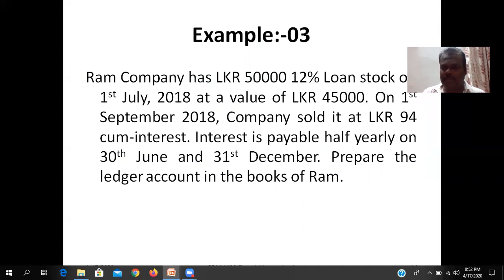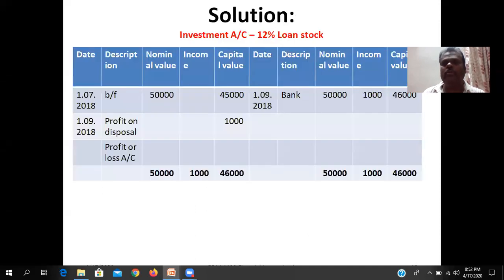Then how many months are there between the sale of the investment? You know that it is July, August, 2 months. So if we compute the interest for 2 months on 50,000 nominal value, that is 1,000. So that 1,000 is credited to the income column, and that 1,000 is reduced from the total calculated capital value of 47,000. So the remaining 46,000 is credited.